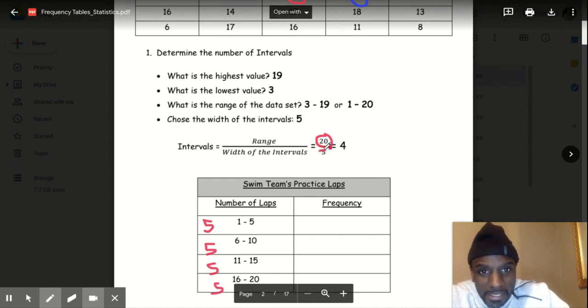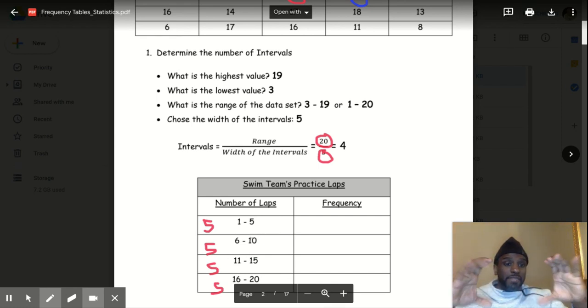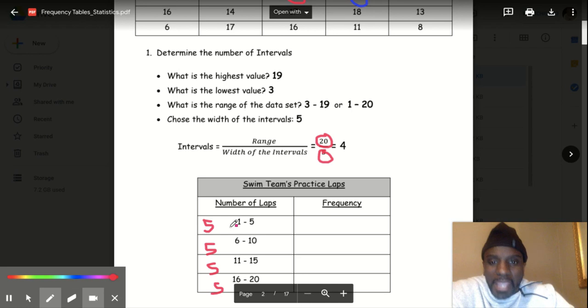That's this number right here, this 5 right there. And notice, 20 divided by 5 is 4. I have 4 intervals. Here I have 4 intervals that have a width of 5. So how many people swam between 1 and 5 laps?